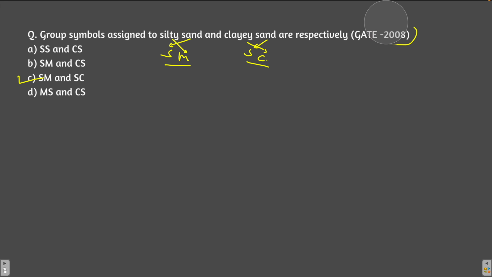This chapter is one of the easiest chapters, a most marks-fetching chapter.